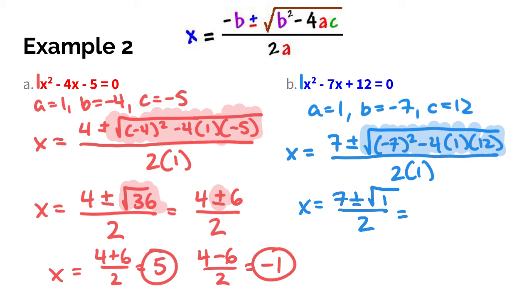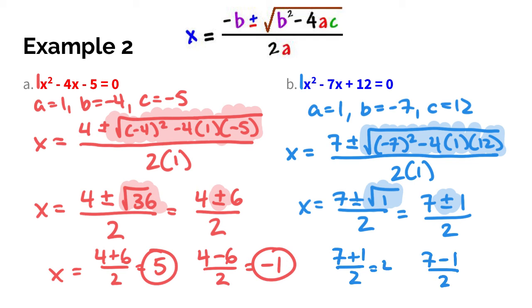Now, the square root of 1, because it's a positive number, is 1. And that's, again, where the plus or minus comes in. When we take the square root of 1, we're going to get plus or minus 1, which means my two solutions are going to be 7 plus 1 over 2 and 7 minus 1 over 2. 7 plus 1 would give me 8, divided by 2 is 4, and 7 minus 1 is 6, divided by 2 is 3. So my two solutions here would be the numbers 4 and 3. So again, two solutions because that discriminant was a positive number.